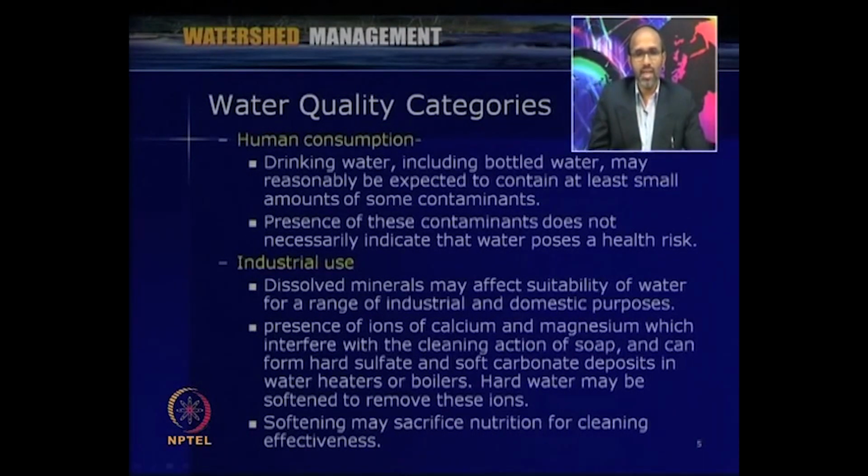The presence of these contaminants does not necessarily indicate that water poses a health risk. So, for human consumption we are not looking for the purest form of water like distilled water, but there can be some contaminants or minerals within the water. Then as far as industrial use is concerned, the dissolved minerals may affect the suitability of water for a range of industrial and domestic purposes. Depending upon the industrial use, for example, the hardness of the water, say calcium and manganese, interfere with the cleaning action of soap and can form hard sulphate and soft carbonate deposits in water heaters or boilers. So, hard water may be softened to remove this type of ions. Wherever the water is hard we have to make it soft depending upon the industrial purpose.